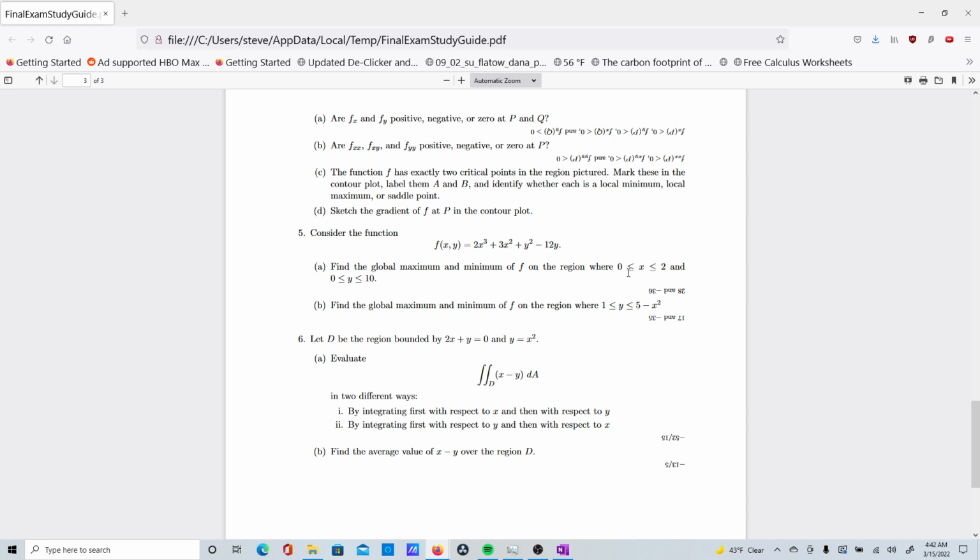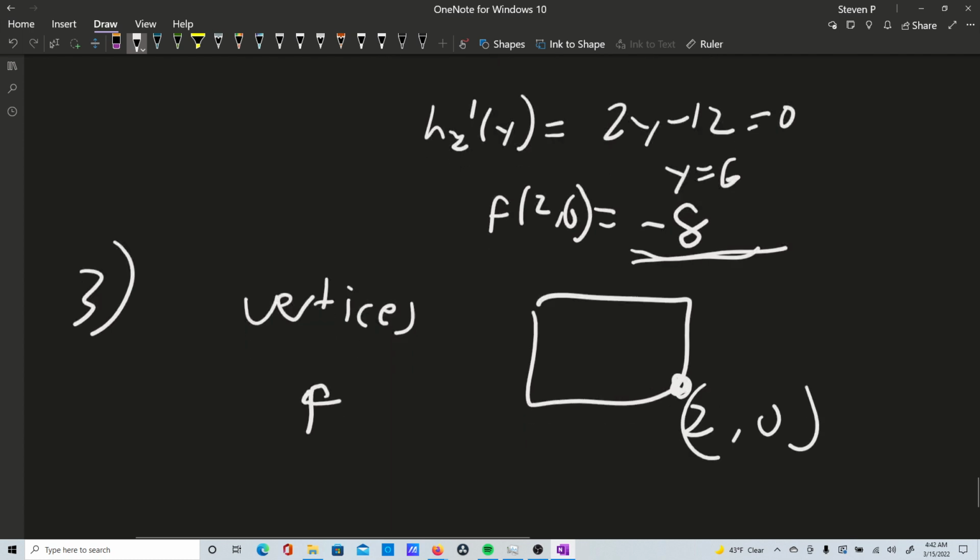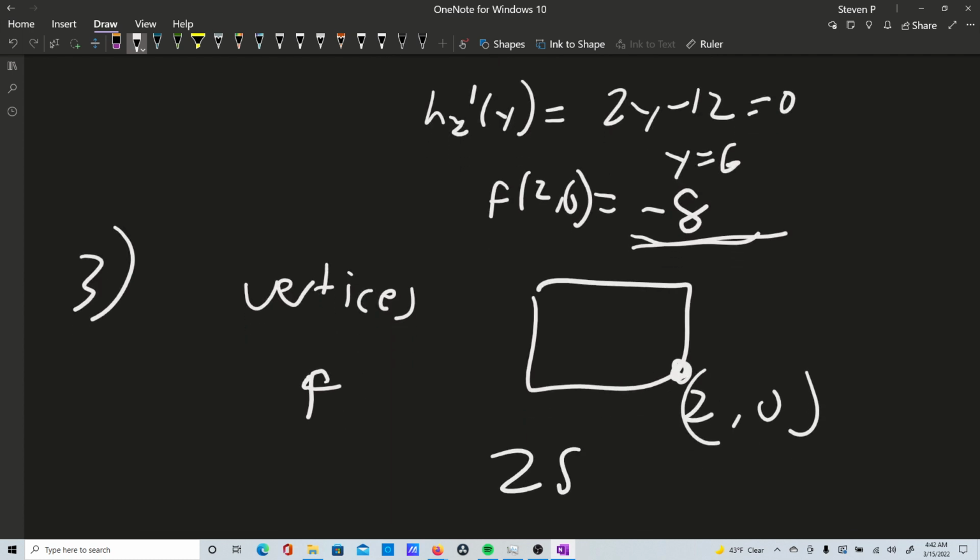2 comma 0. Yeah, I think it was 2 comma 0. This one right here. When you plug that in, it turns out that it gave you a value of 28. F of 2 comma 0 is equal to 28.